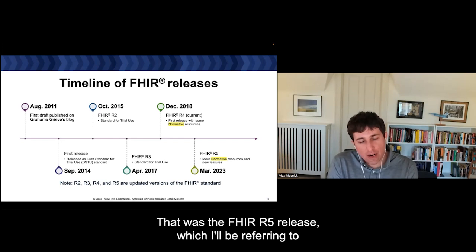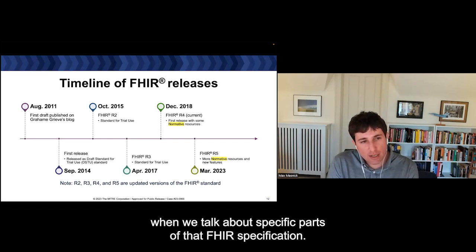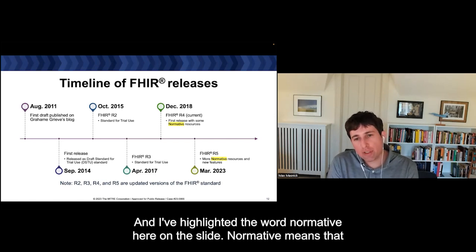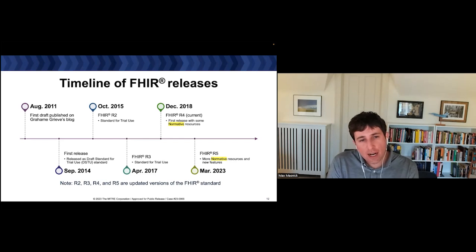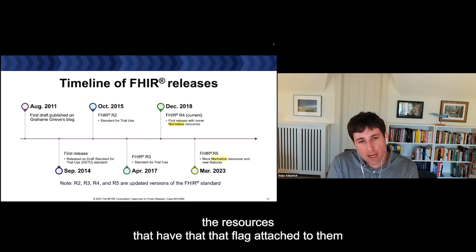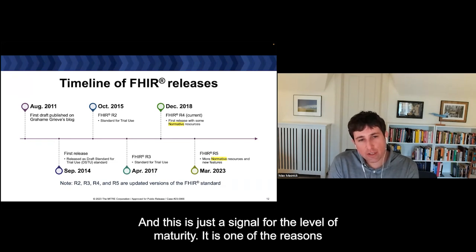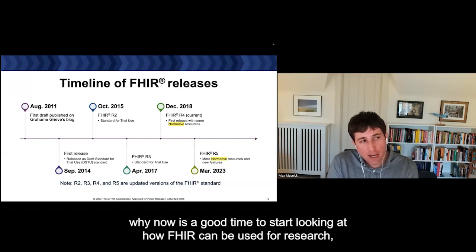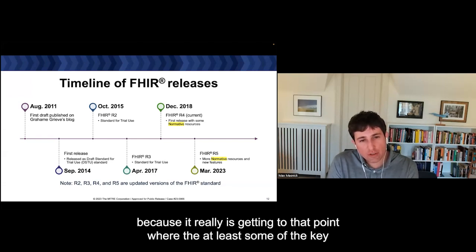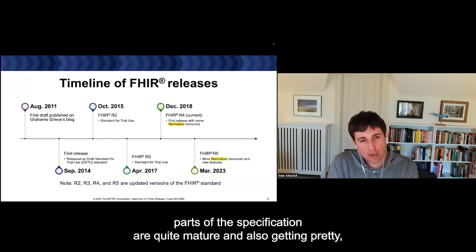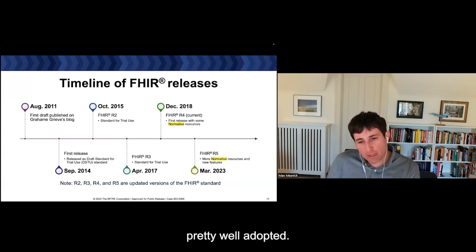That was the FHIR R5 release, which I'll be referring to when we talk about specific parts of that FHIR specification. And I've highlighted the word normative here on the slide. Normative means that the resources that have that flag attached to them are considered mature enough to not really need any more changes going forward. And this is just a signal for the level of maturity. It is one of the reasons why now is a good time to start looking at how FHIR can be used for research, because it really is getting to that point where at least some of the key parts of the specification are quite mature and also getting pretty well adopted.